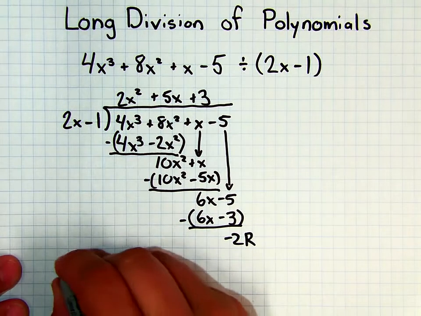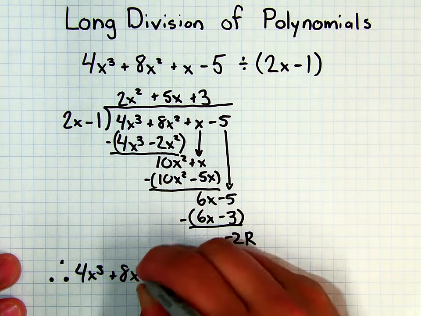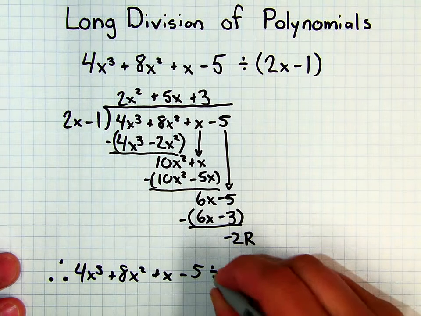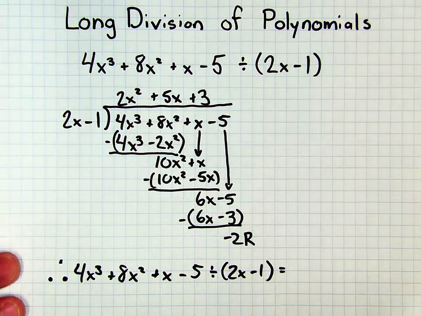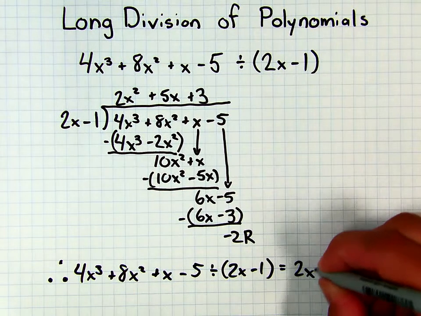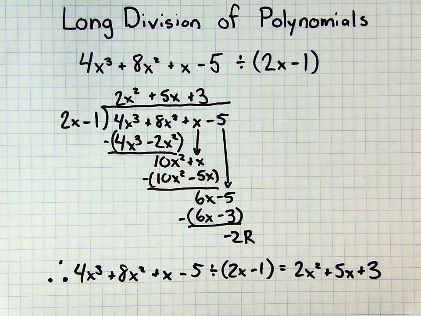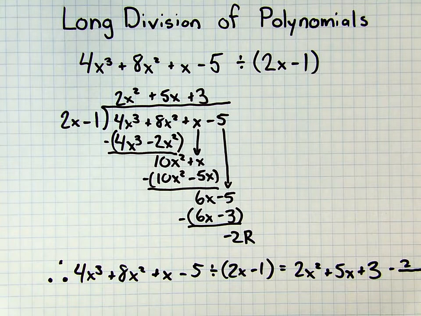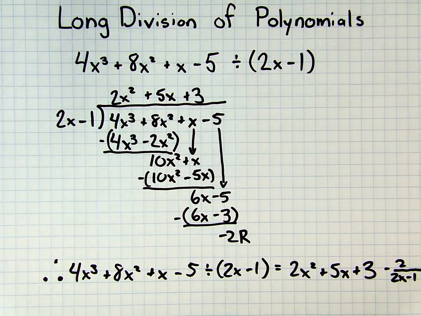So I would write therefore 4x cubed plus 8x squared plus x minus 5 divided by 2x minus 1. That would be equal to, you've got your quotient at the top, so 2x squared plus 5x plus 3. And I still have to worry about my remainder, so I would write minus 2 over the divisor, 2x minus 1. And then I've also got my restriction here.